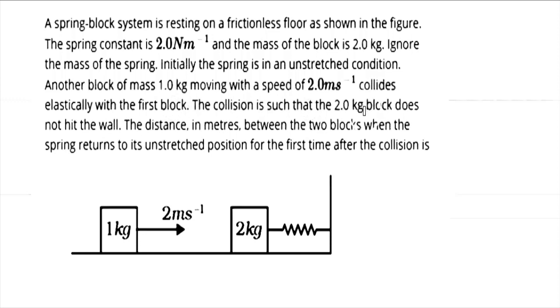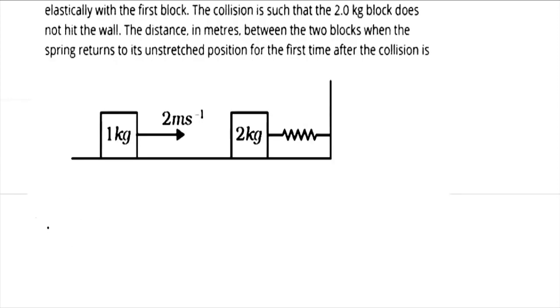The collision is such that the 2 kg block doesn't hit the wall. The distance in meters between the two blocks when the spring returns to its unstressed position for the first time after collision is? So we have a 1 kg mass here and a 2 kg mass, moving at 2 meter per second, and this is the spring constant here. So the spring is here.